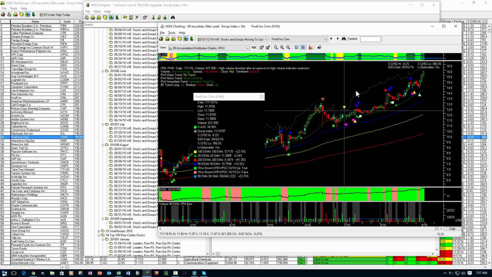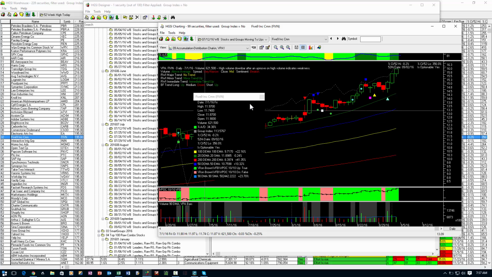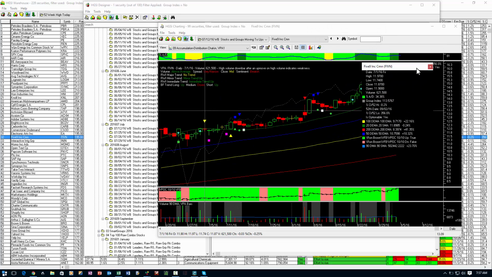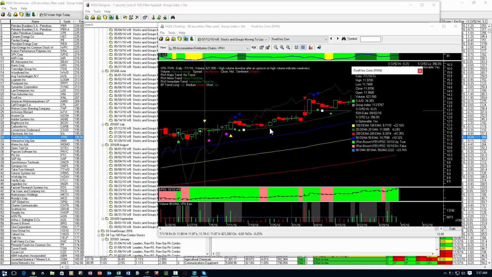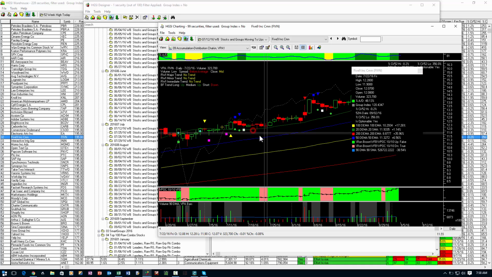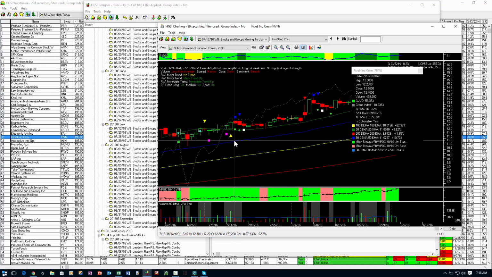I picked it up. I noticed it was basing, and I wanted to break past the high on this day. Let me zoom in on this a little bit and get back to the 12th. Okay. I had noticed it. It was in stocks and groups moving up also. I wanted to clear this resistance area right here. So I had a buy stop in.